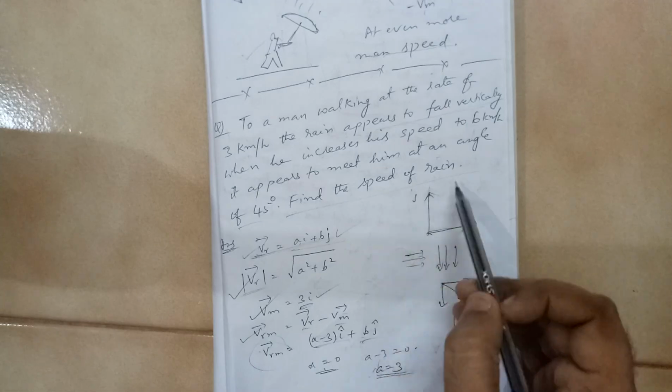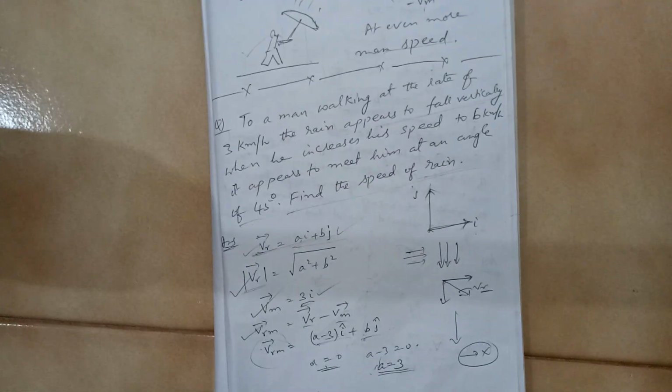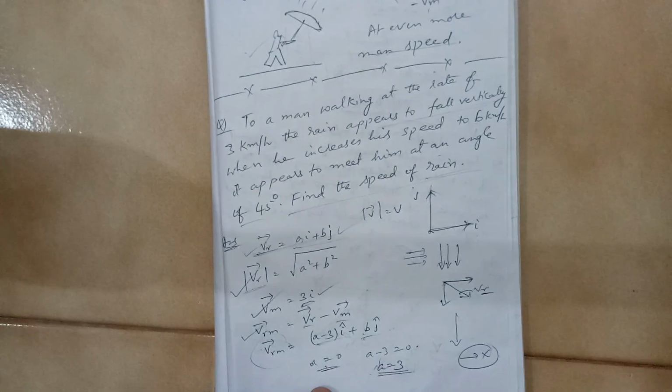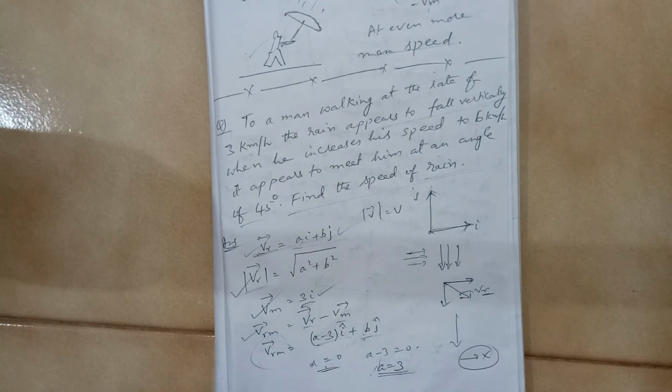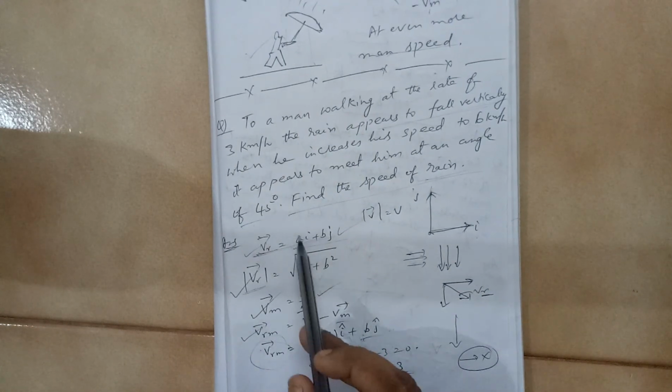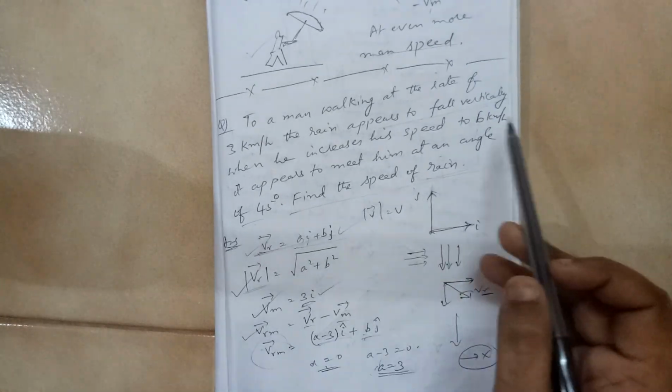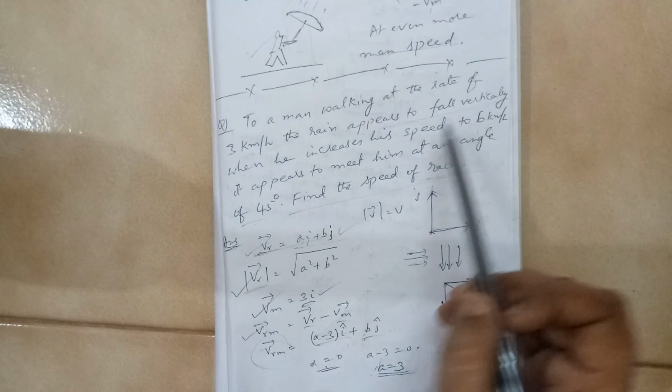In the question he is asking what is the speed of the rain. He is not asking you the direction. So the speed of the rain means you have to find the magnitude of this vector. Remember, in the class we have discussed this. So one variable you have calculated, and we still need to calculate b.